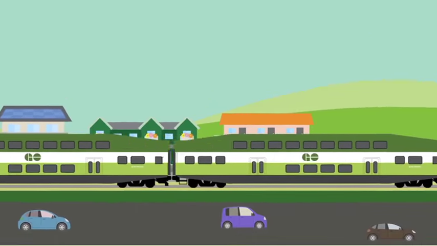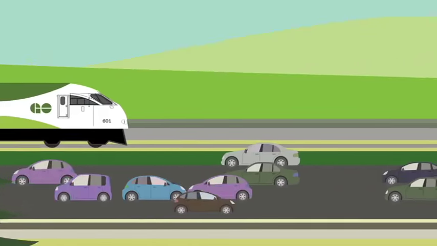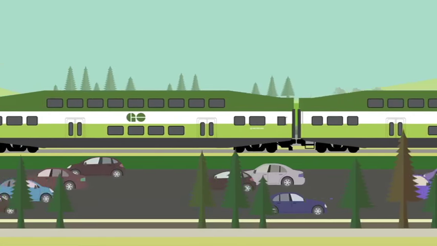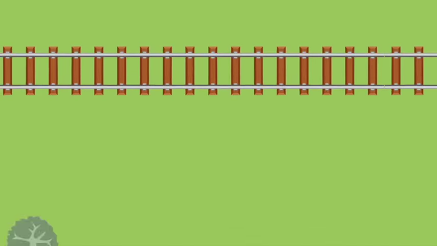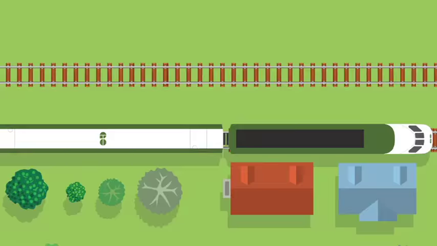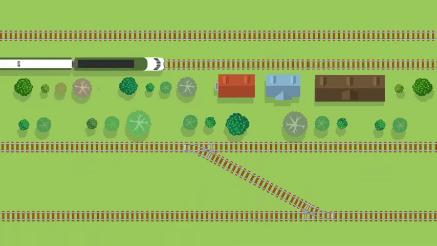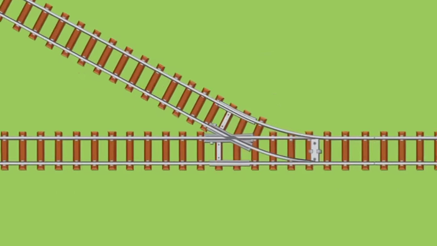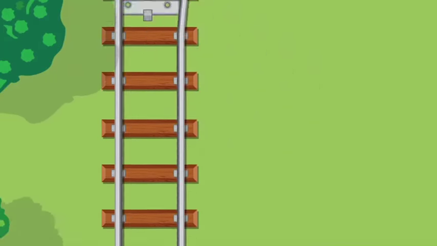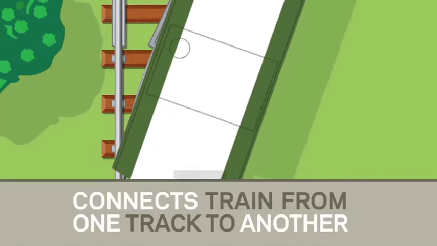You're on your train. It's on time, on schedule, and everything is going smoothly. But sometimes along the way, a delay happens. Here's why. Since so many trains travel at one time and in different directions, trains often have to change tracks. To do so, a train has to go over a device called a switch. A switch connects a train traveling from one track onto another.